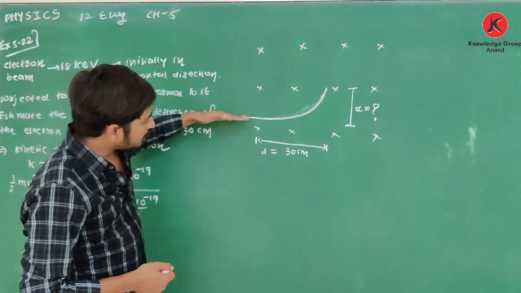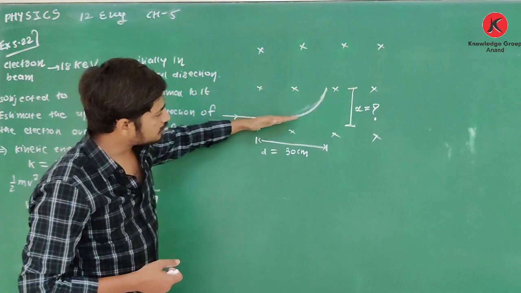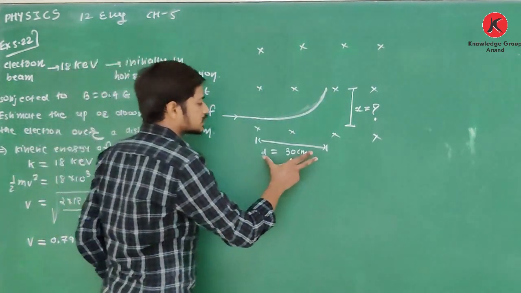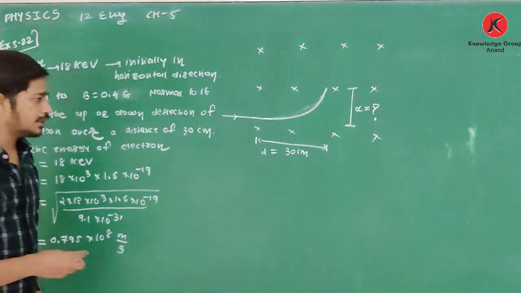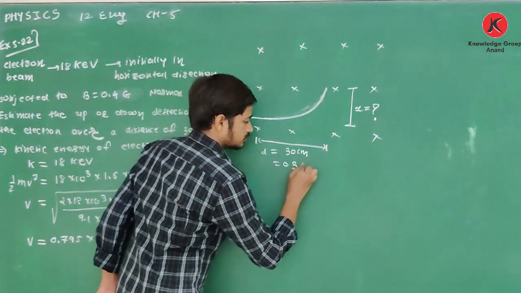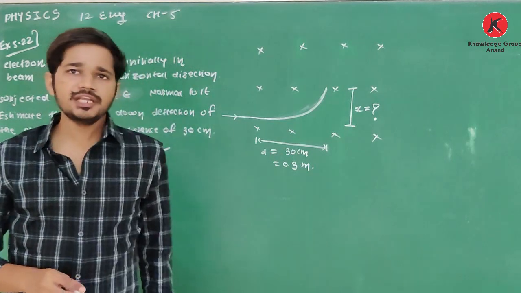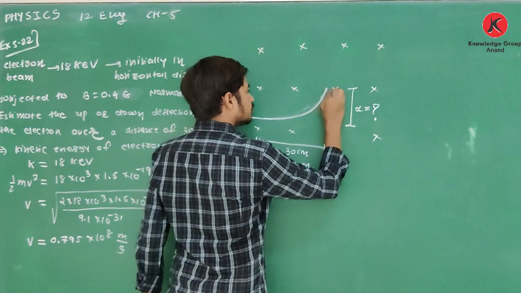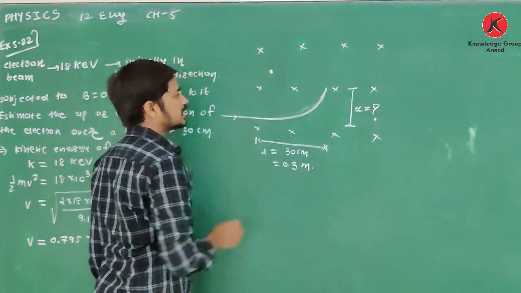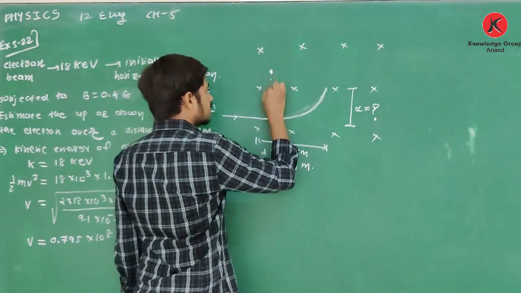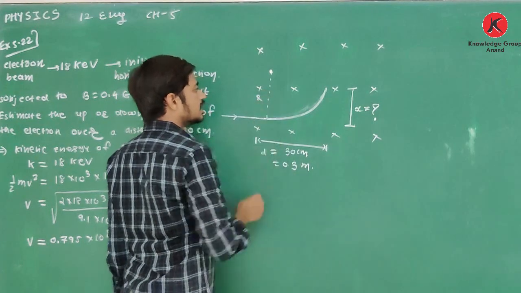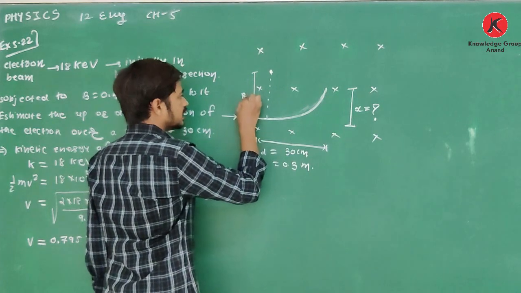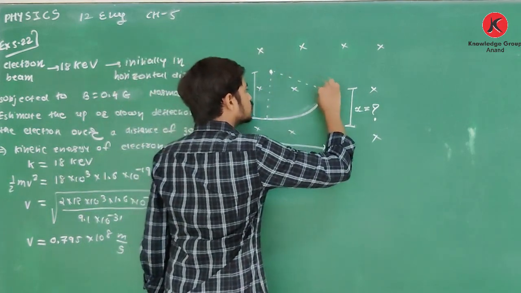When the electron enters the magnetic field normally, it will perform circular motion. You have to find the deflection over a distance of 30 centimeter, means 0.3 meter. How to find this displacement? As it is performing circular motion, it has some center. Obviously, this is nothing but the radius r.